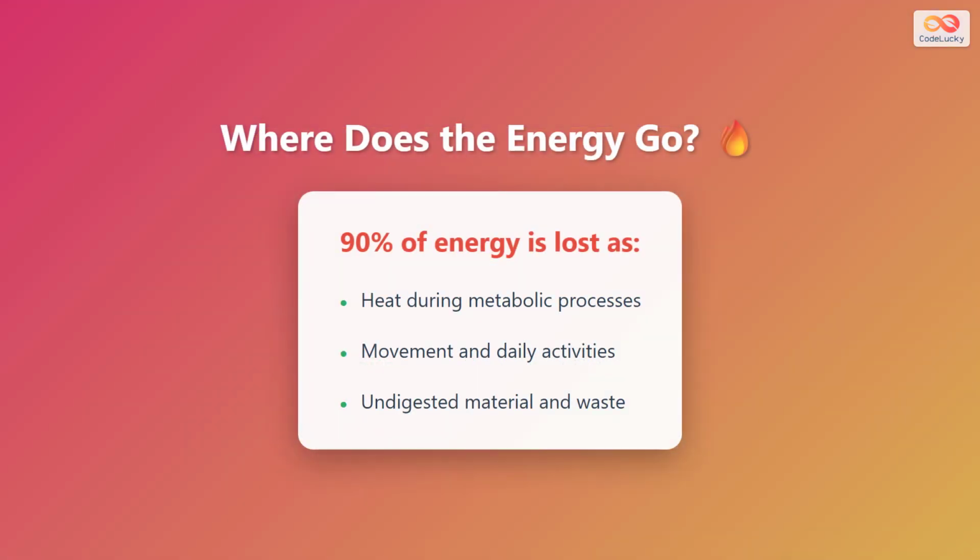You might wonder where the 90% of lost energy goes. Energy is lost in three main ways. First, organisms lose energy as heat during metabolic processes like respiration and maintaining body temperature. Second, energy is used for movement and daily activities like hunting, escaping predators, and reproducing. Third, not all parts of food can be digested, so energy is lost in undigested material and waste products. These losses happen at every trophic level.